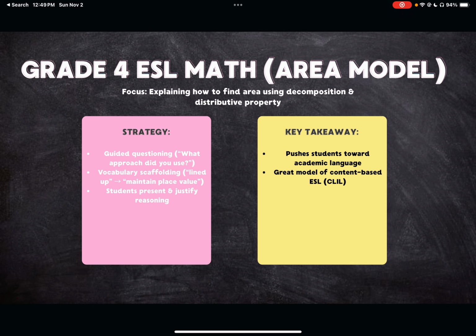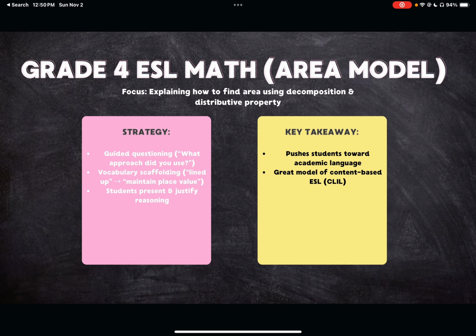Next, I watched a 4th grade ESL class focused on math vocabulary, specifically using the area model to multiply 18 by 21. The teacher encouraged students to present their work and explain their reasoning step by step. She asked guiding questions like, what approach did you use? And what do we call these things, factors or partial products? She didn't just accept answers, she really pushed them for academic precision.